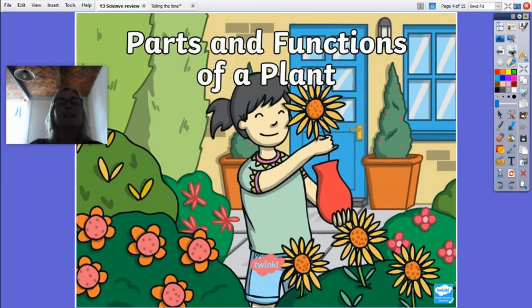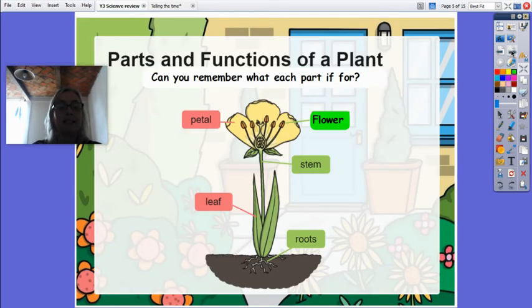Next, we looked at the parts of the plant and their functions. What do they do? We looked at 4 main parts: the roots, the leaf, the stem, the flower. The petal is an extra one that's there. What were these parts for? Can you remember what each part did? What was their function? Okay, we did a lot on that.